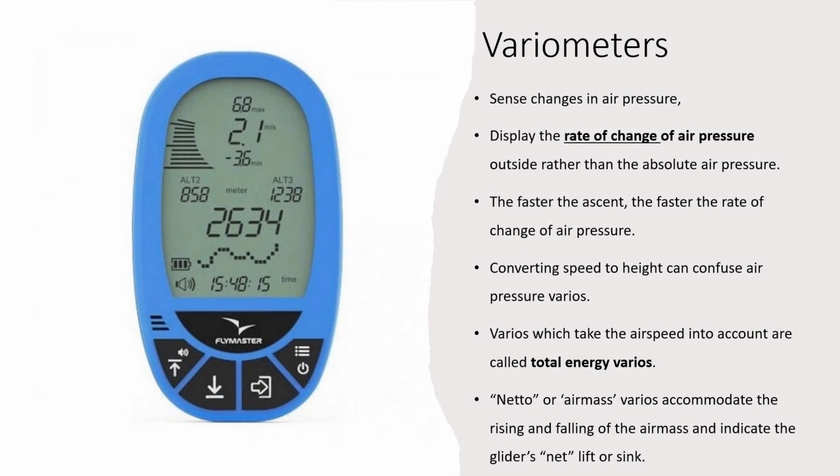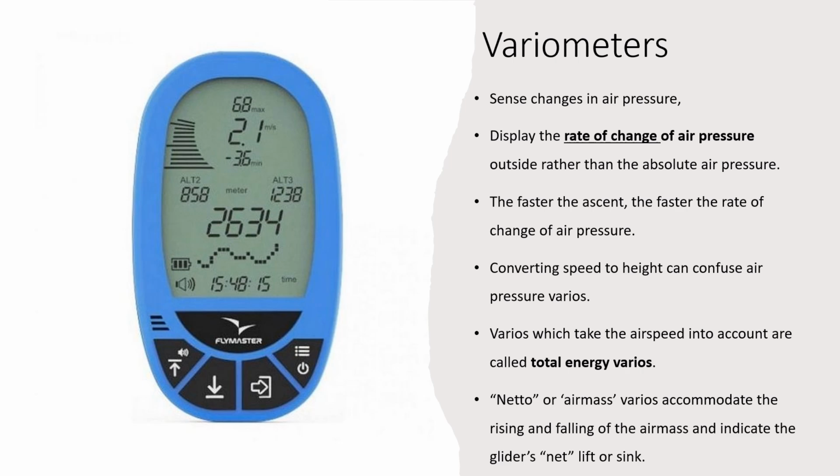Variometers detect and then display the rate of change of air pressure outside rather than the absolute air pressure. The faster the ascent, the faster the rate of change of air pressure. If a glider is travelling fast, then slows and converts speed to height, this can confuse air pressure varios, so total energy varios were developed to take account of airspeed.